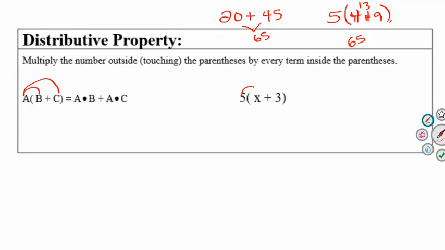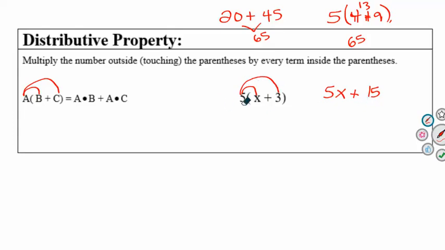So this means 5 times x. Because I don't know what x is, that's just 5x, plus 5 times 3. 5 times 3 is 15. And that is my problem. I can't do any more to it. There's nothing else to combine. That's it, and I'm done.